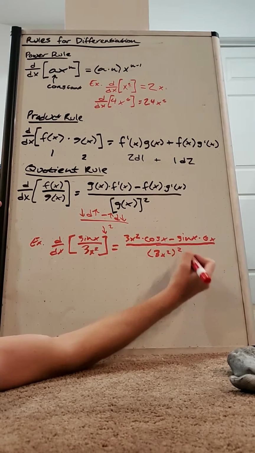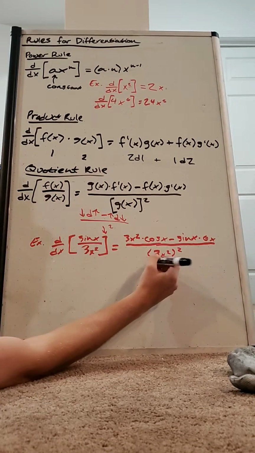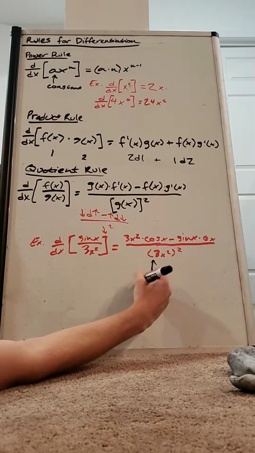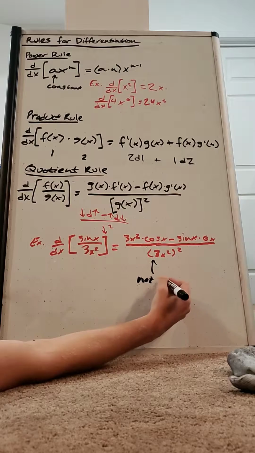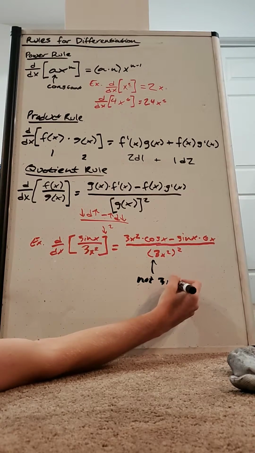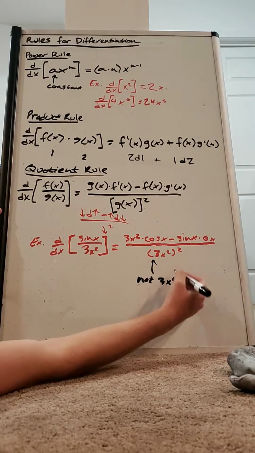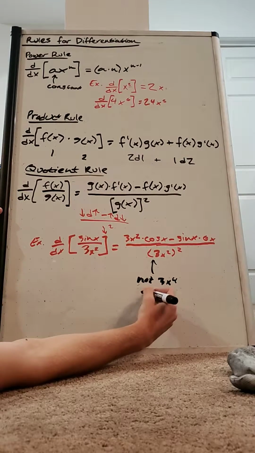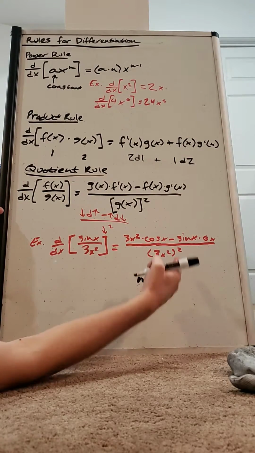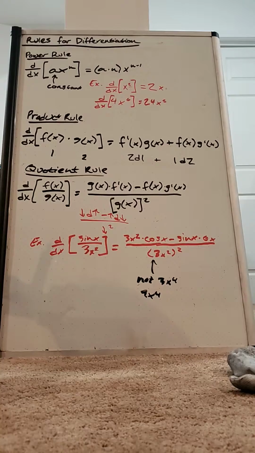which would be this. And by the way, this is not 3x to the fourth. I've seen a lot of people do that. It would actually be 9x to the fourth, since you have to also square the 3. So that is the quotient rule.